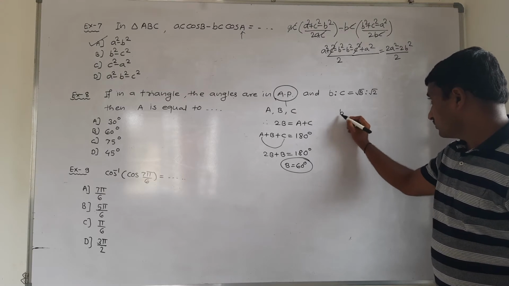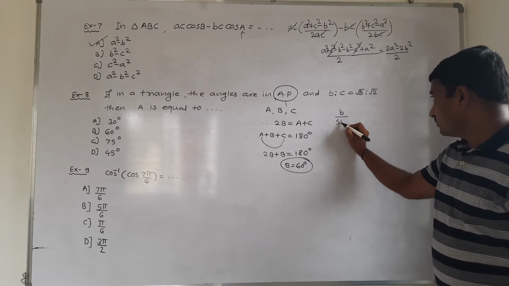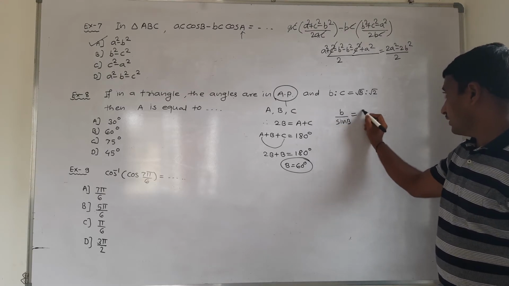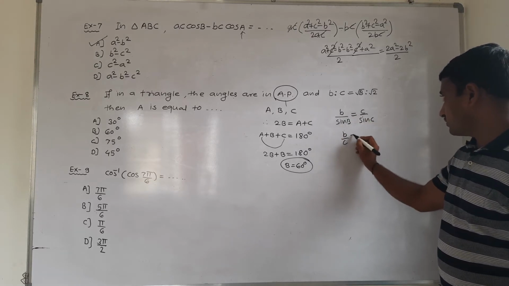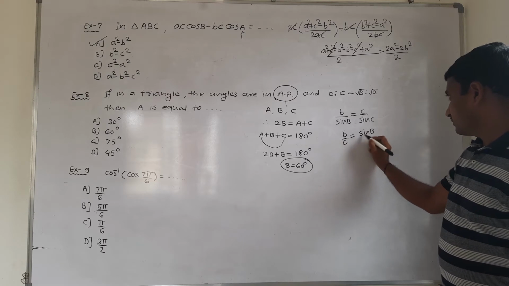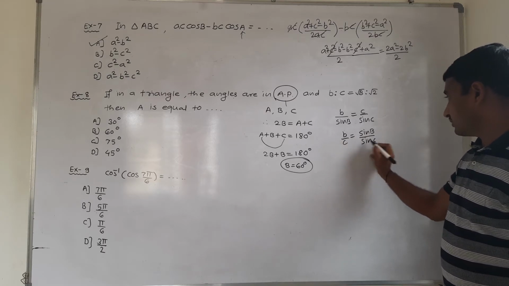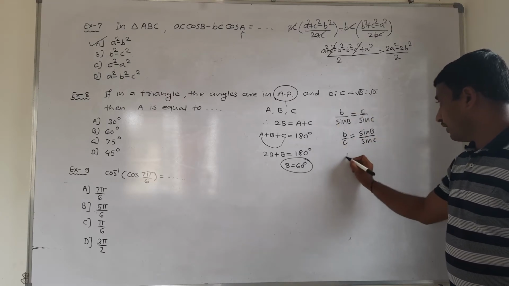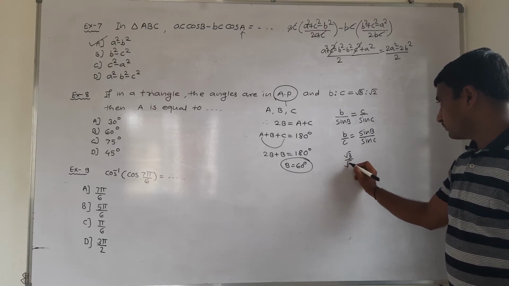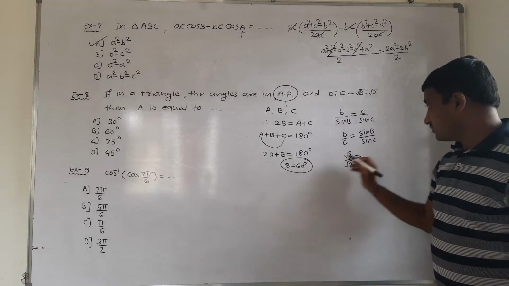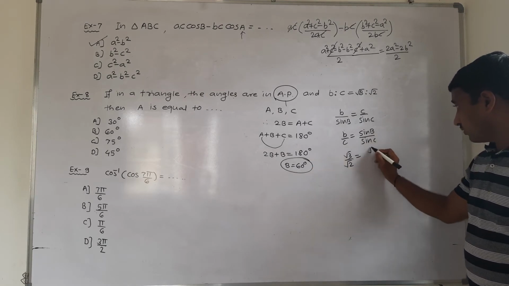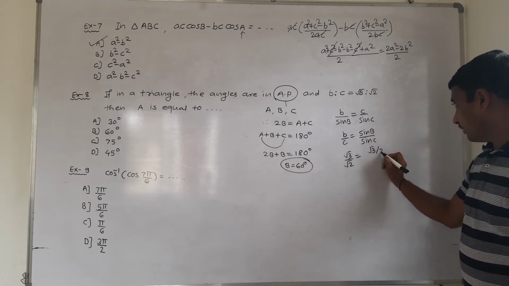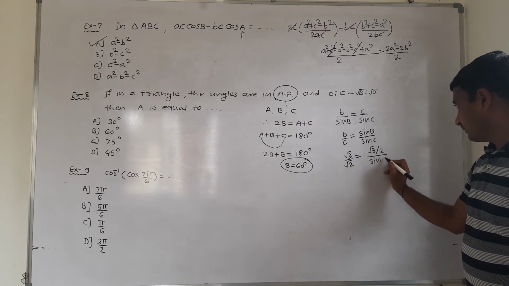b by sine B is equal to c by sine C, or that is b by c is equal to sine B by sine C. b upon c is root 3 by root 2. Sine B is sine 60, B is 60, therefore sine 60 is again root 3 by 2, and sine C as it is.